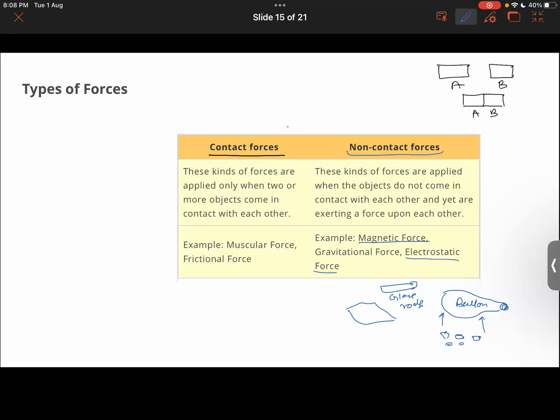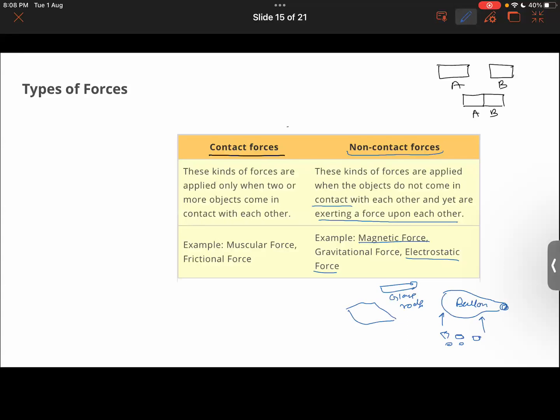So there is no contact there. These are the examples of those types of forces where the two objects are not necessarily in contact with each other, yet they are exerting a force upon each other and pulling the bodies towards each other, or repelling each other, right? Yes, sir.